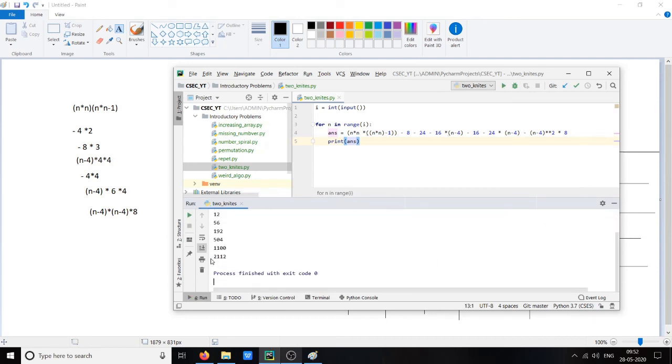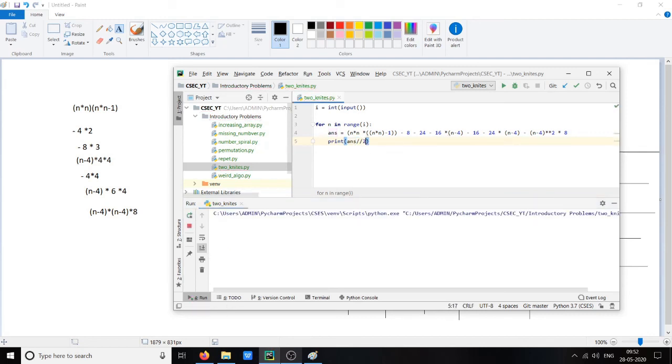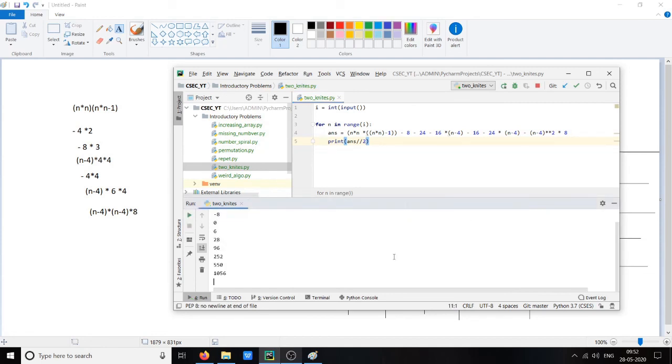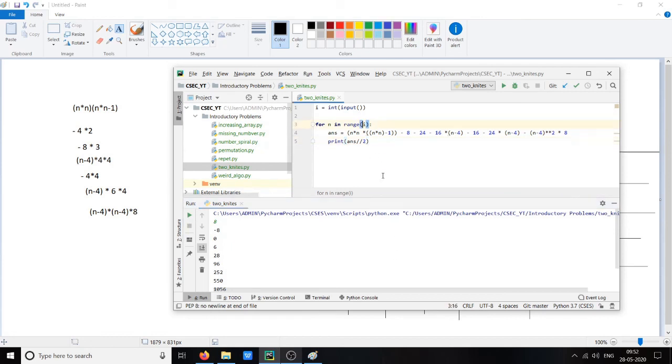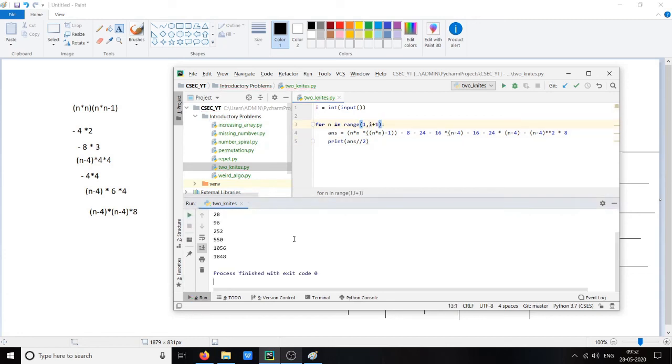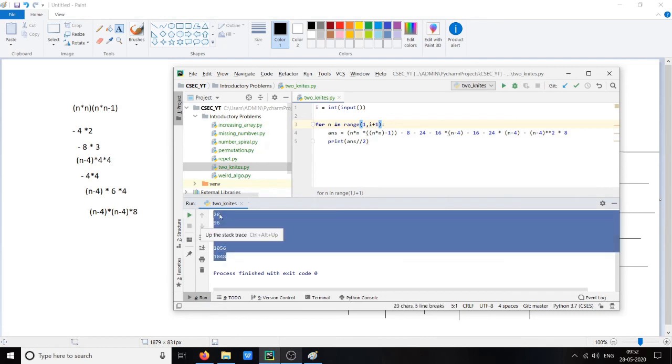Okay, we are getting the wrong answer. We have to divide the final answer by 2. Okay, we have to go from 1 to I plus 1. Okay, here we are, here we got our answer.